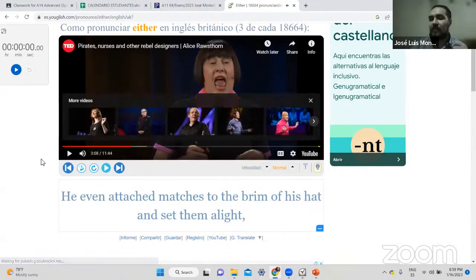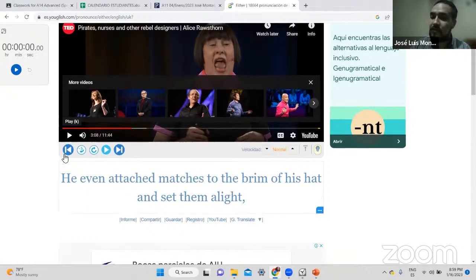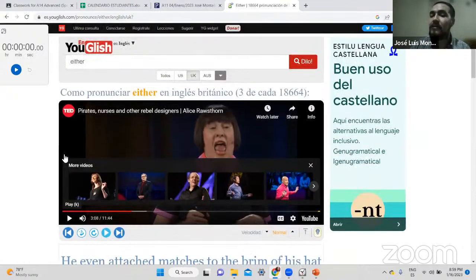Right, and one more time, on either shoulder. So here in British English, the 3 out of 3, it's either. Of course, we cannot make statistics with that. It doesn't work like that. But I'm just showing you what I was telling you, that British is either, and American is either, but in American, you can also change to either.